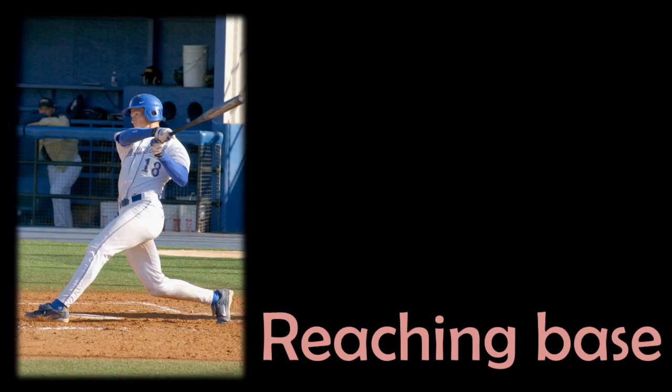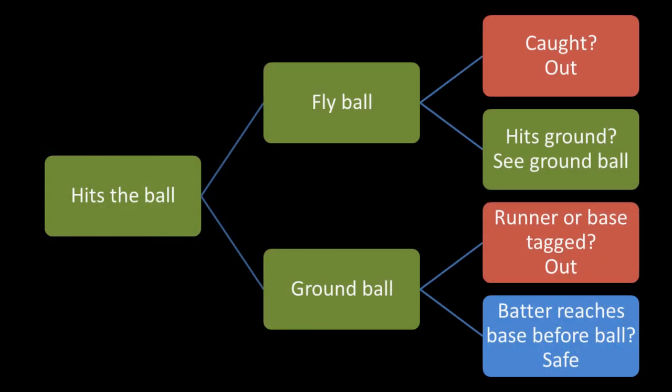Let's go back to this flowchart. In the video on outs, we made it to this point where we looked at the different outs that could occur depending on whether the ball is hit into the air or on the ground. If a ball that is hit is caught by a defensive player before it touches the ground, it is an out. If the ball does touch the ground, the defense can get the ball and either touch the batter or first base before he reaches the base himself to put the batter out.